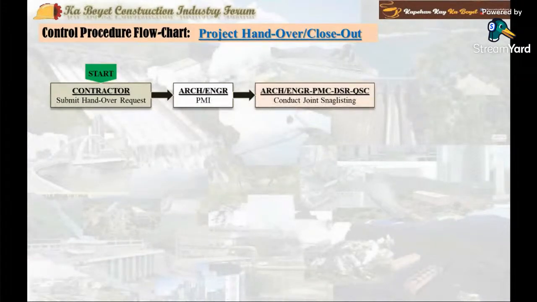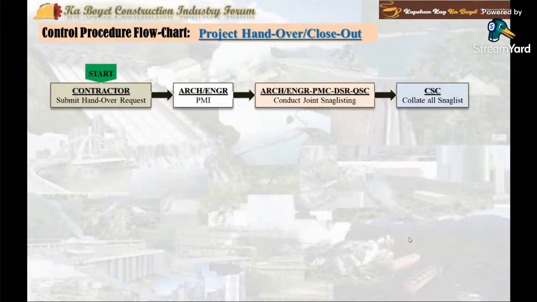Then the project architect engineer together with the project designers, the QS consultant, the construction management consultant or the construction supervision consultant conducts a joint snag listing with the assistance of the contractor, supplier, manufacturer.